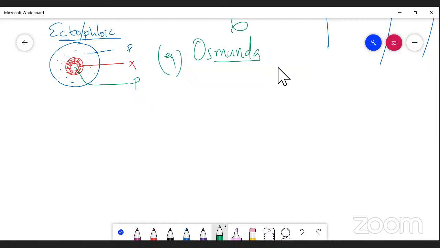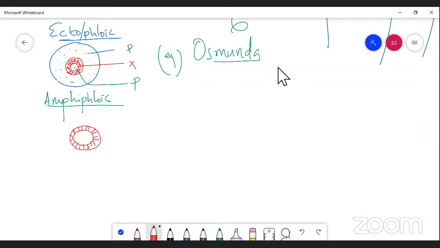The second category is the amphiphloic stele. Amphi means both sides of the xylem. Now this is a xylem. Xylem is present at the center. The xylem is surrounded by phloem, on the inner and the outer side of the xylem core.